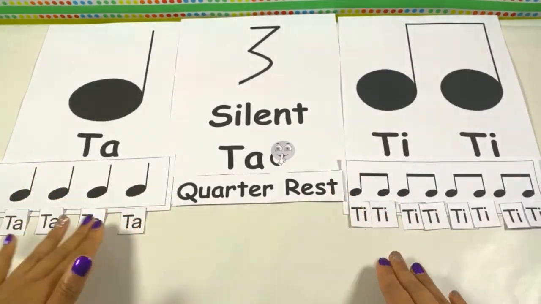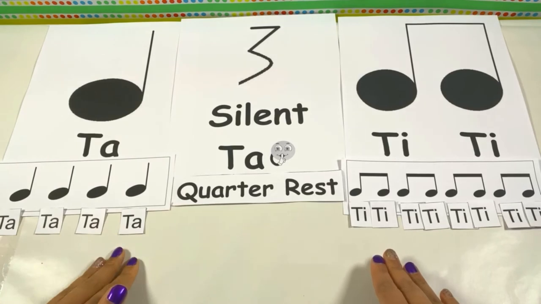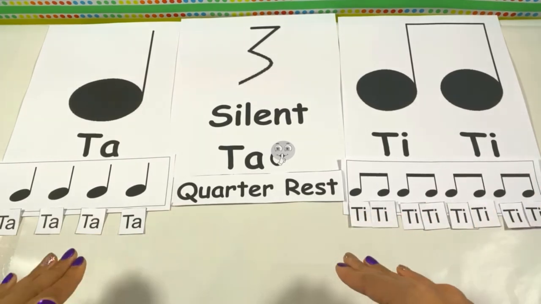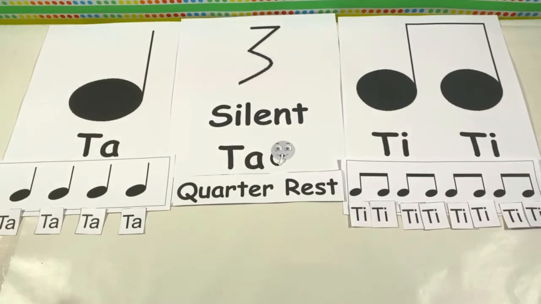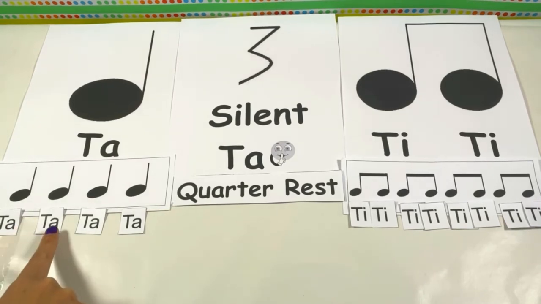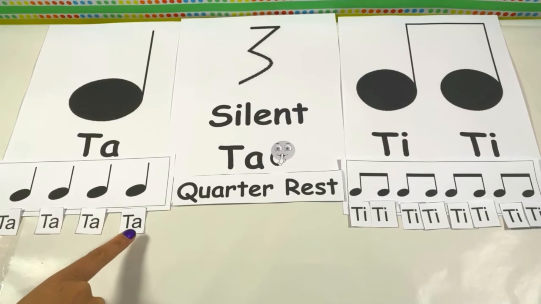Now I have a rhythm of four tas on this side and four sets of tt's on this side. So let's practice reading these rhythms together. Ready, go. Ta, ta, ta, ta. Very good. Do it one more time. Here we go. Ta, ta, ta, ta.